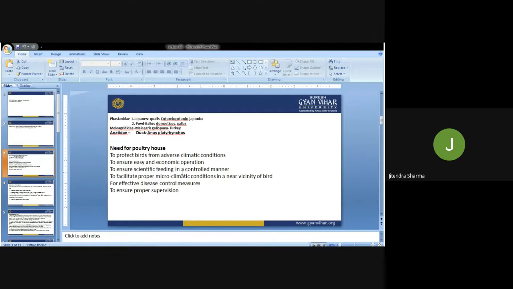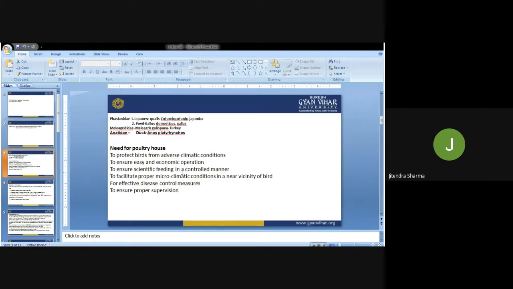And the second, to ensure easy and economic operation. Yes, if we do not keep birds inside proper housing, then how can we manage all the operations? How can we control the feeding, how can we water them, how can we treat them, how can we vaccinate them? That is why we require a particular restricted zone, which we call the poultry housing, to ensure easy, economic operations. Otherwise it will not be possible.